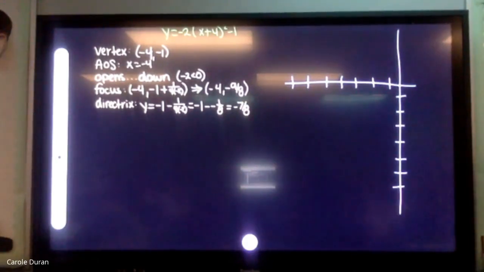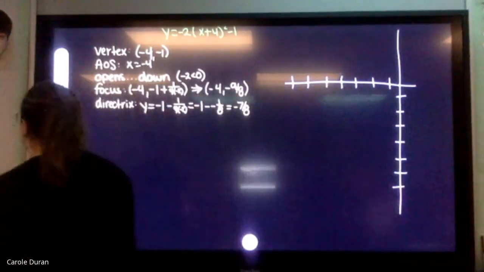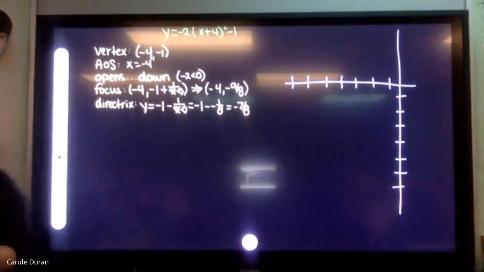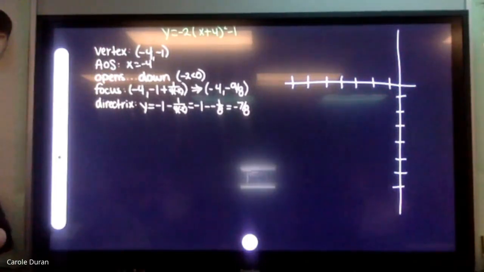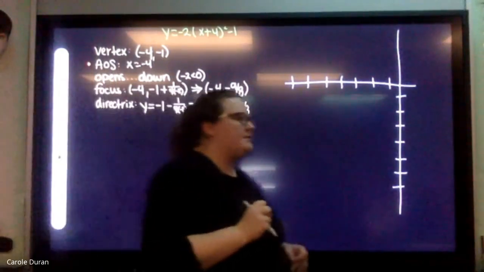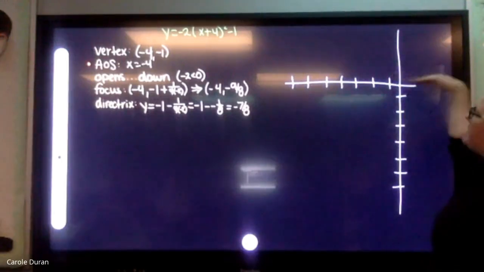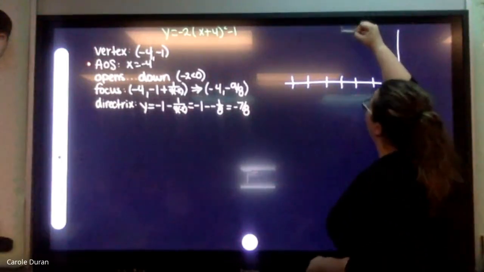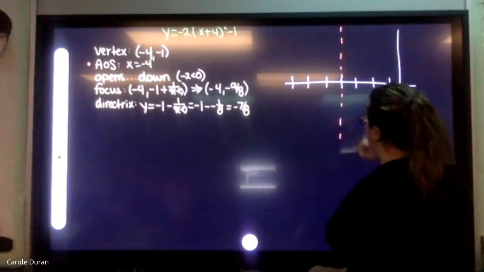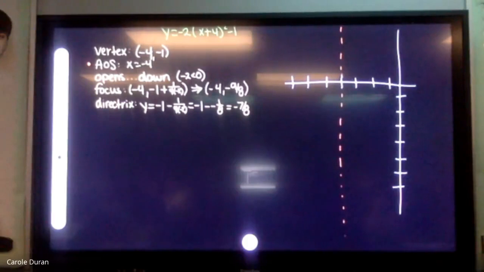Okay, so I have my graph. What is the first piece of information I need to put down or find on my graph? Not the vertex. Axis of symmetry. So that's going to be the red. Here, my axis of symmetry is x equals -4. So I go to 0, 0. On my x-axis, I move left 4, and I put a dotted line that goes through -4 on my x-axis. That is my axis of symmetry.